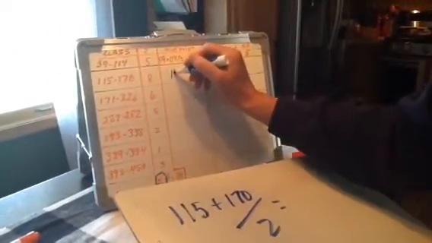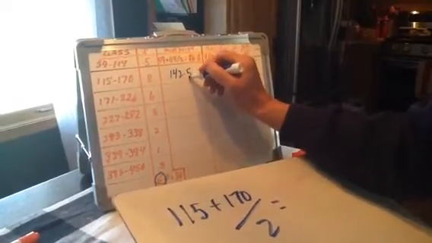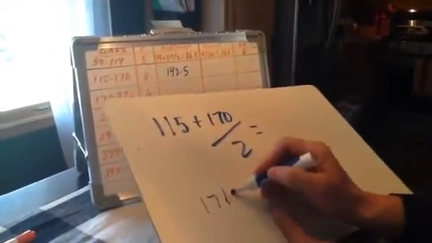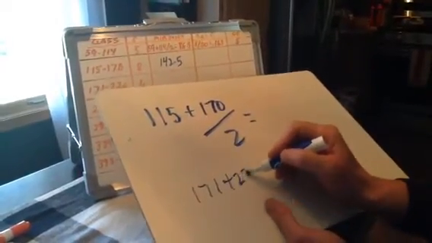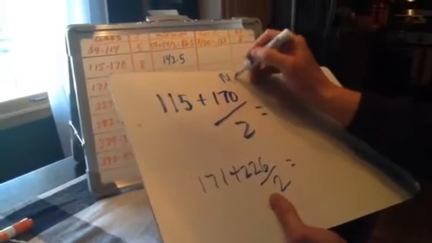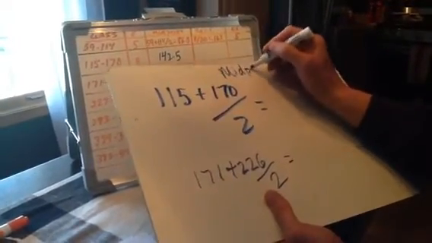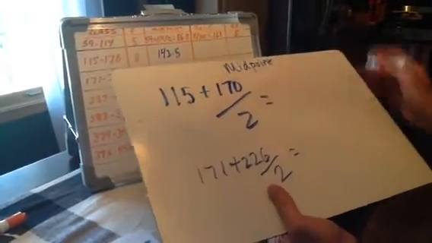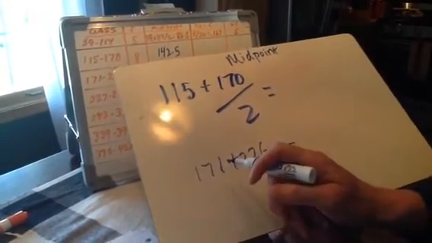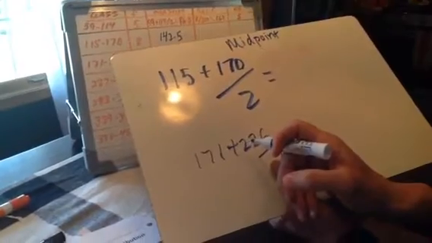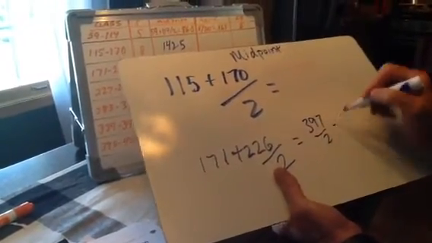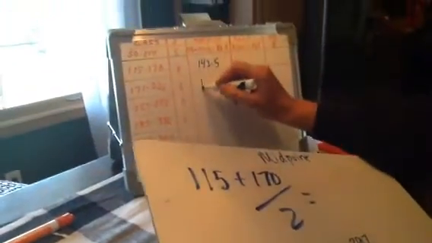142.5 is my answer here. Okay, the next one. 171 plus 226 divided by 2. Now remember, as you're calculating that, this is the midpoint. What is the middle? 171 plus 226 is 397. 397 divided by 2 should have given us 198.5.